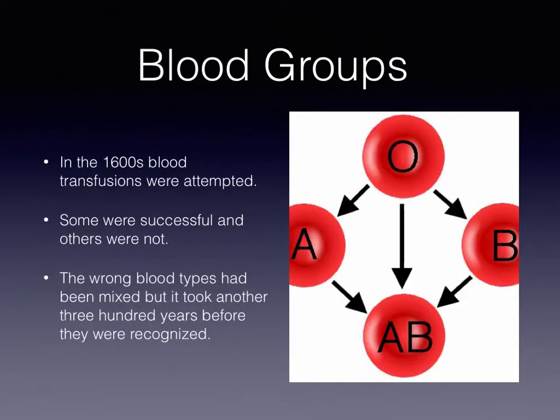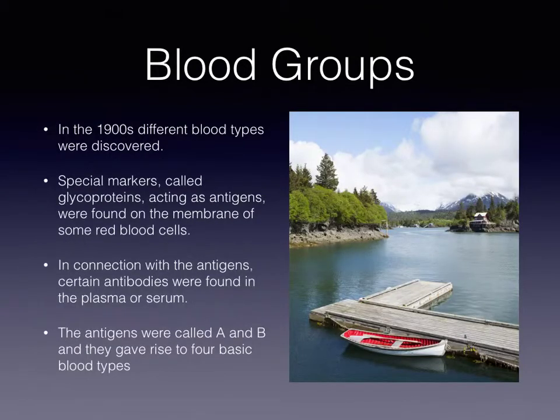Blood groups. In the 1600s, blood transfusions were attempted. Some were successful, and others were not. The wrong blood types had been mixed, but it took another 300 years before they were recognized. In the 1900s, different blood types were discovered. Special markers, called glycoproteins, acting as antigens, were found on the membrane of some red blood cells.